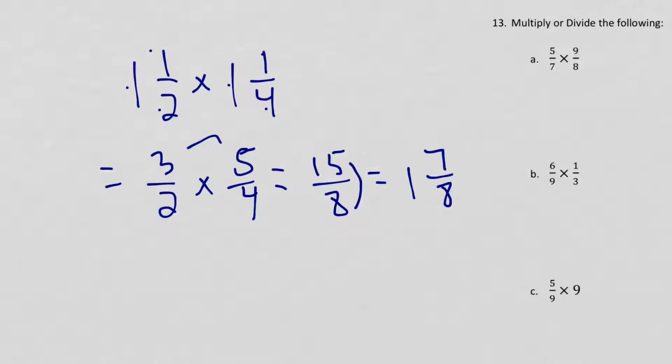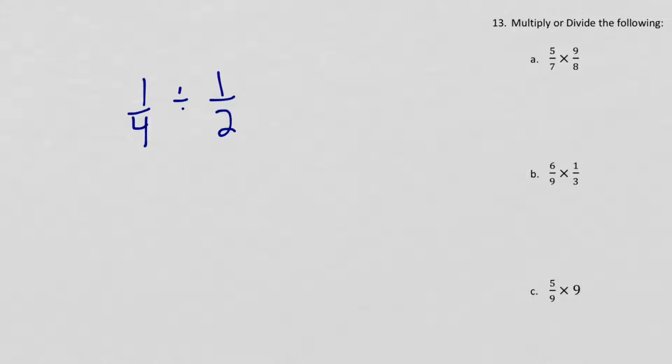All right, so that's it. The only thing new here is if you start with mixed numbers, you need to convert to improper before you do your multiplication. Next, we look at fraction division. Good news is it's exactly the same as multiplication with just one additional step.